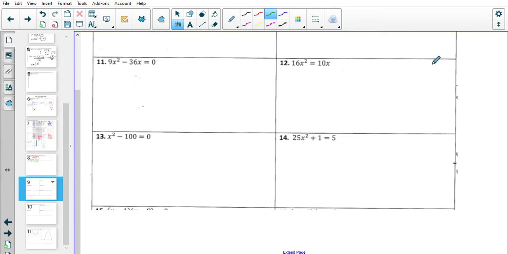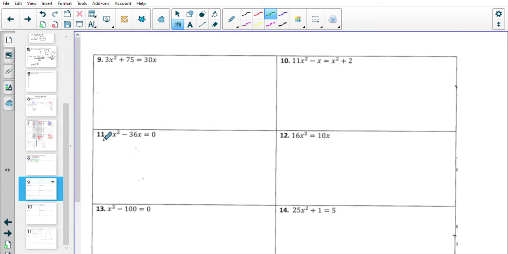Now, you can go through and factor all of these, but again, they have to be set equal to 0, just like number 11 is, just like 13. All these others have to be set equal to 0.